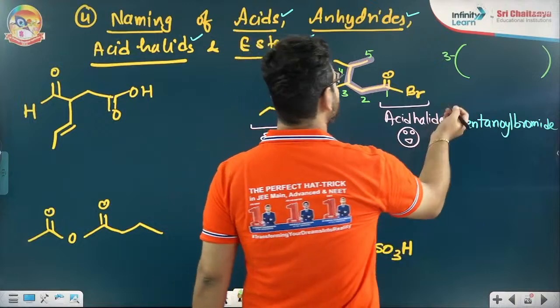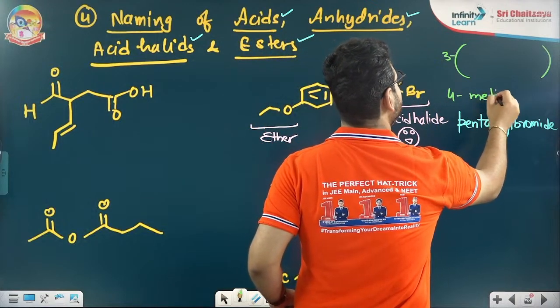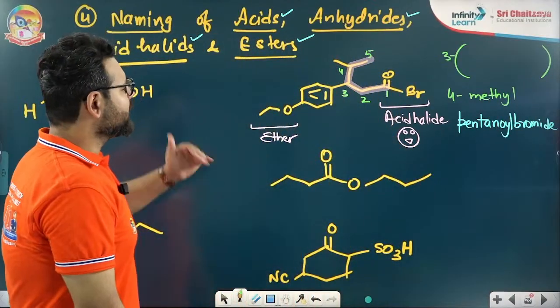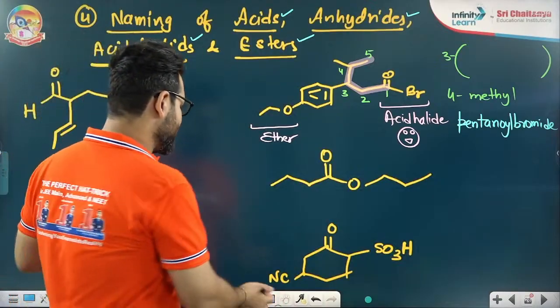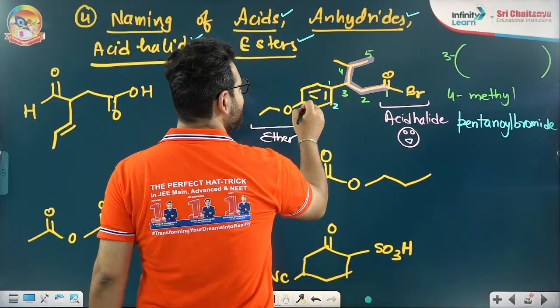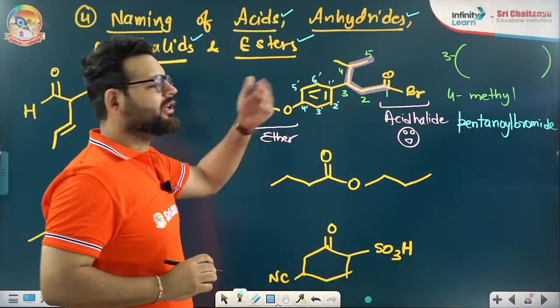At number 4, there is just a methyl attached. So at 4, there is a methyl. At third number, there is something big attached. What is attached on number 3? Let us do 1 dash, 2 dash, 3 dash, 4 dash, 5 dash, 6 dash. Arey, it's a phenyl only.